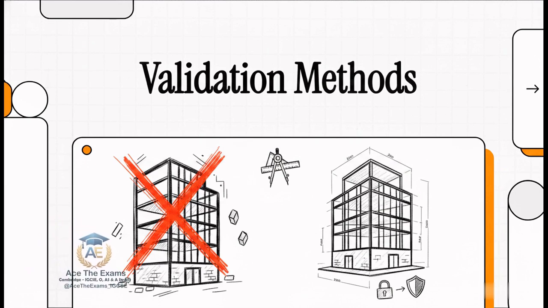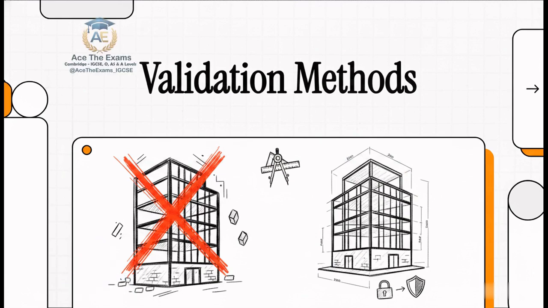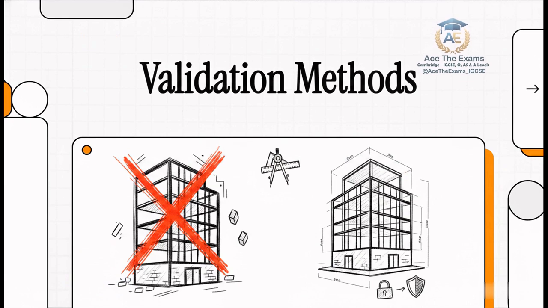Look, whether you're studying Cambridge syllabus code 0417, 0478, 2210, 9618, or 9626, the principles of checking data accuracy are absolutely foundational. They are the bedrock of your exam paper.